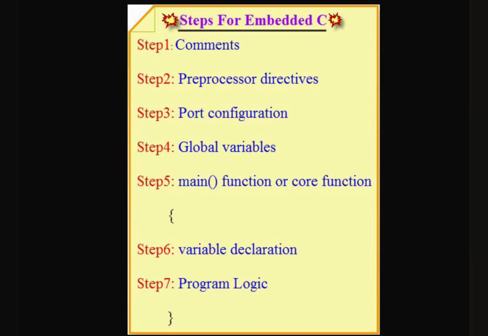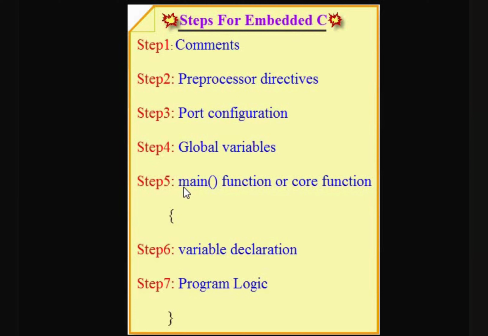Step 3, port configuration. Suppose you require ports, an input port and an output port, so you can configure the ports here after the preprocessor directives. Step 4, here you can use the global variables. You know that a number of variables are required for storing data. Those data variables you can declare over here, and they are called global variables. Global variables means you can use these variables anywhere in your entire program.